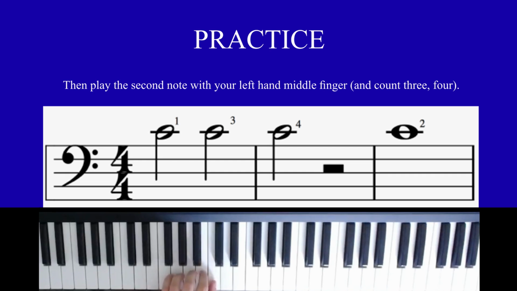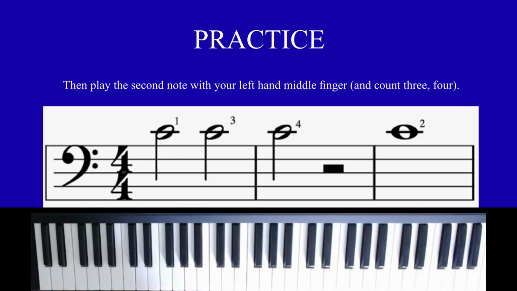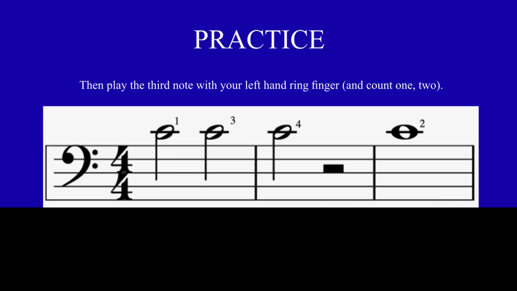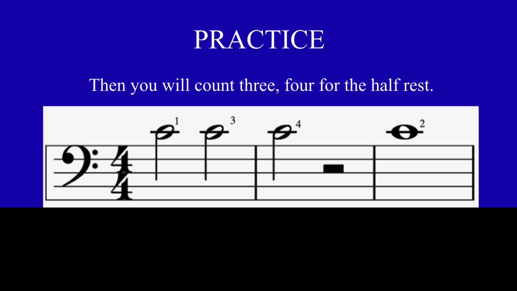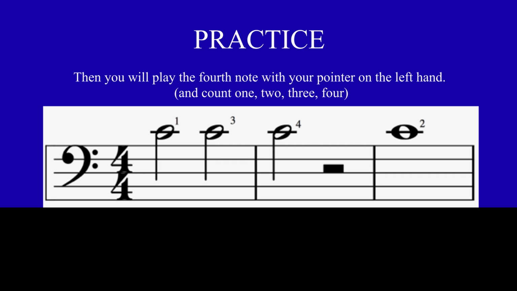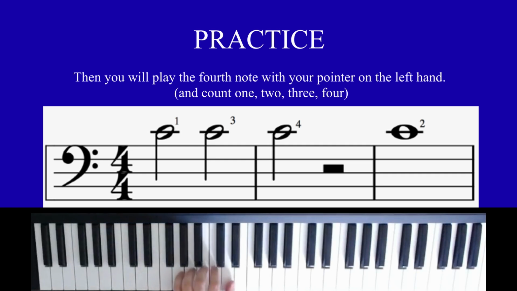Play the first note with your left hand thumb and count 1, 2. Then play the second note with your left hand middle finger and count 3, 4. Then play the third note with your left hand ring finger and count 1, 2. Then you will count 3, 4 for the half rest. Then you will play the fourth note with your pointer on the left hand and count 1, 2, 3, 4.